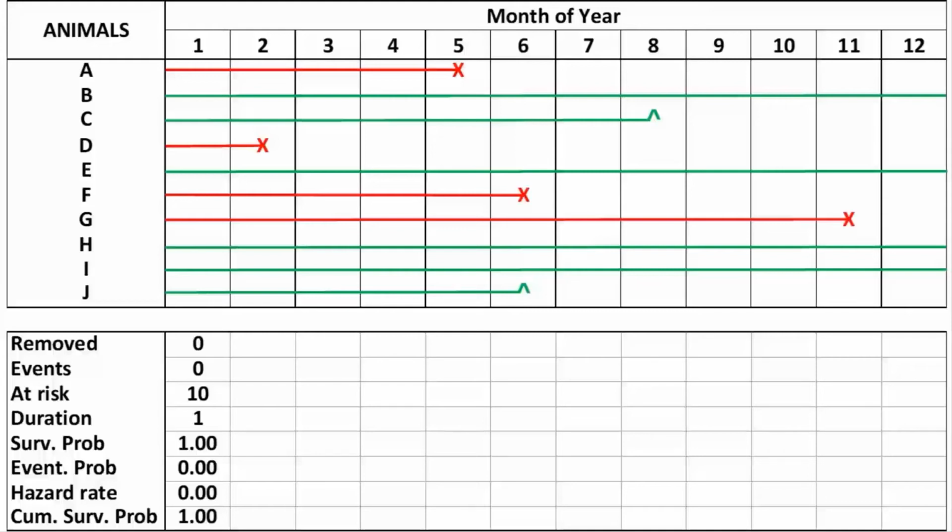We read it in the first column, and we have 0 removed and 0 events. So we have no animals leaving the study, and we have no cases happening. The animals at risk is 10 again, so the whole population, and the duration is 1 month. The survival probability is 100%, we have 0% event probability and of course 0% hazard rate. And then the cumulative survival probability for the first month of the study is again 100%.